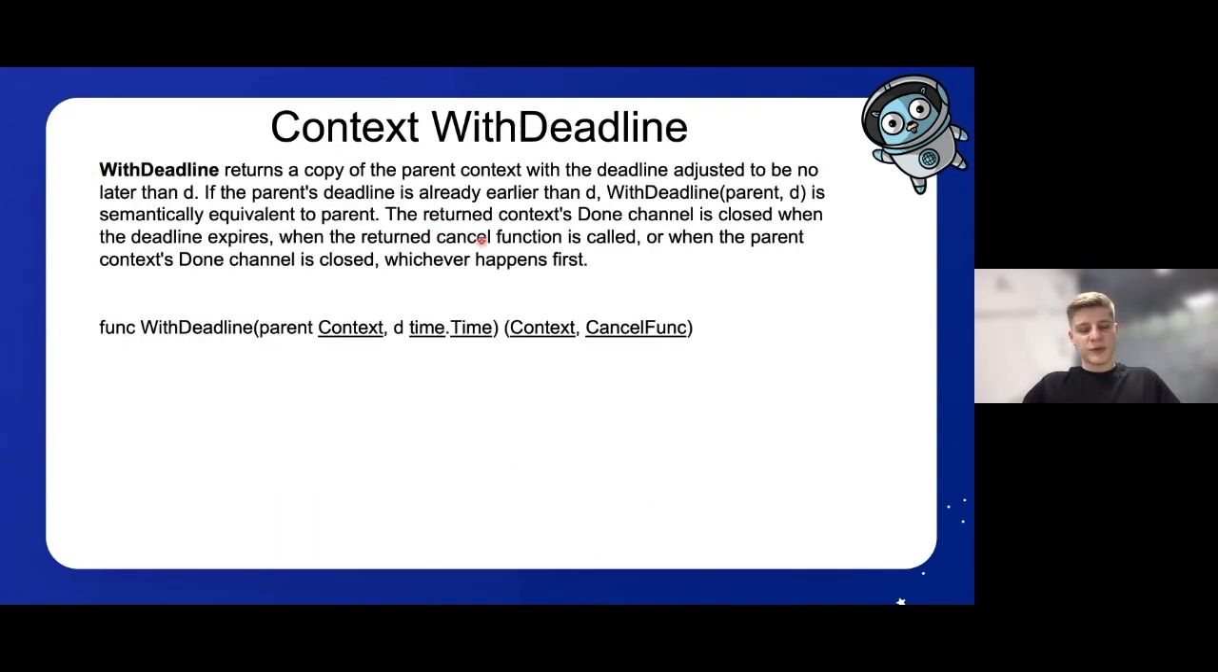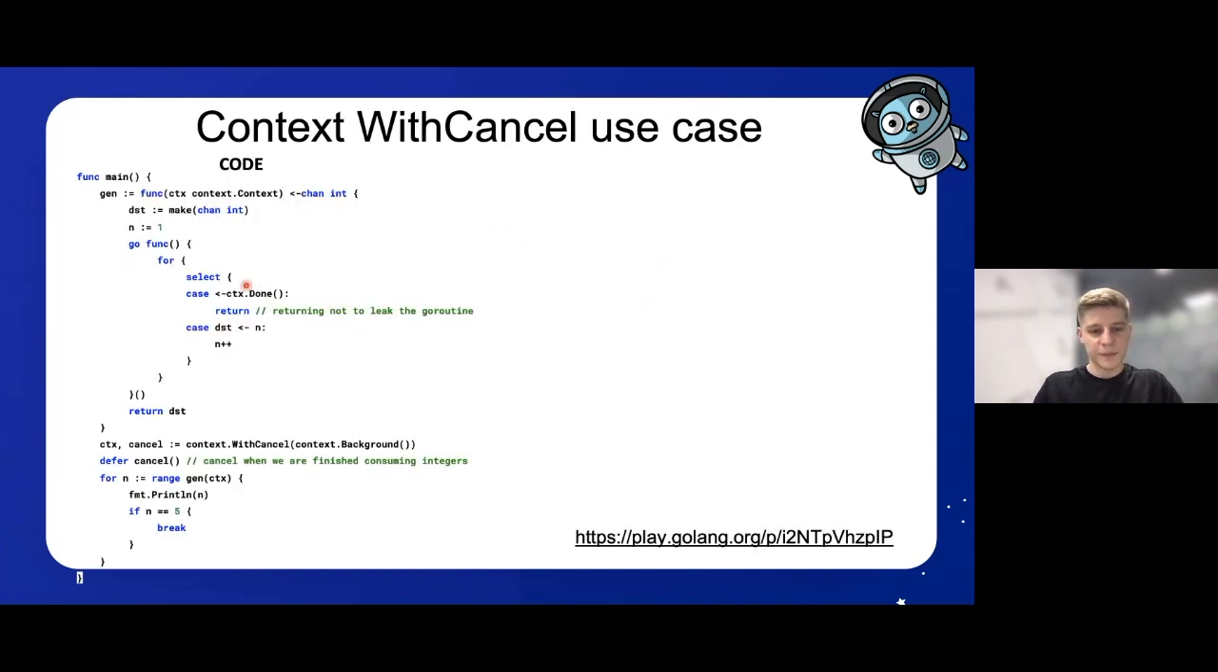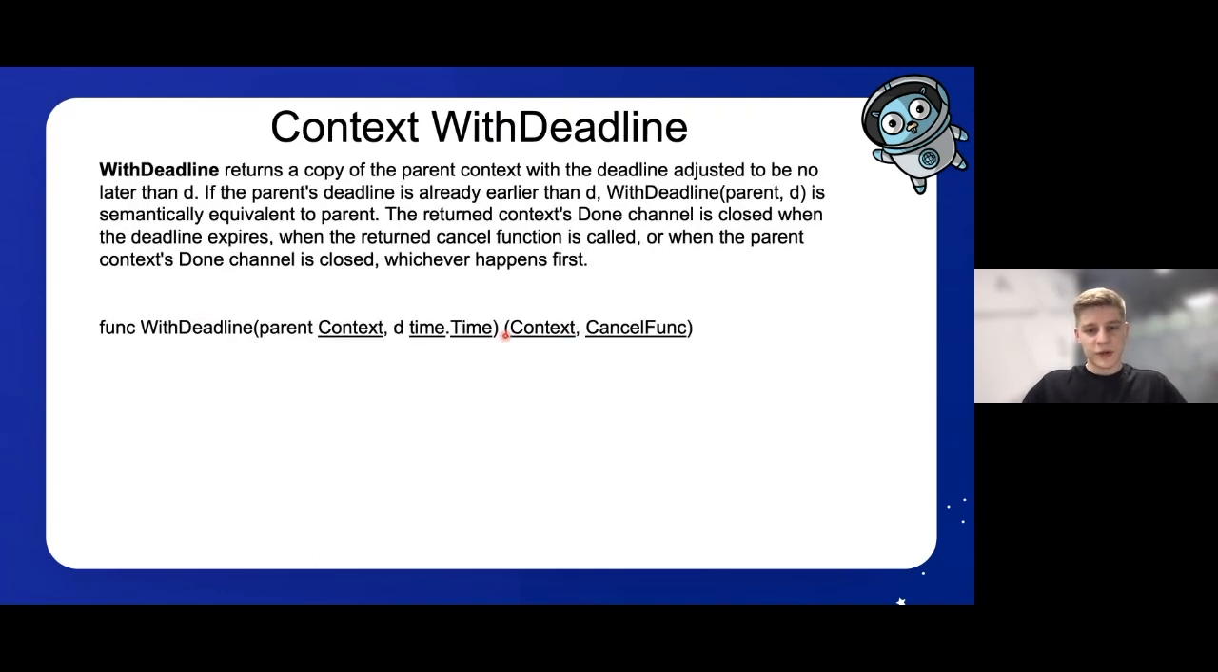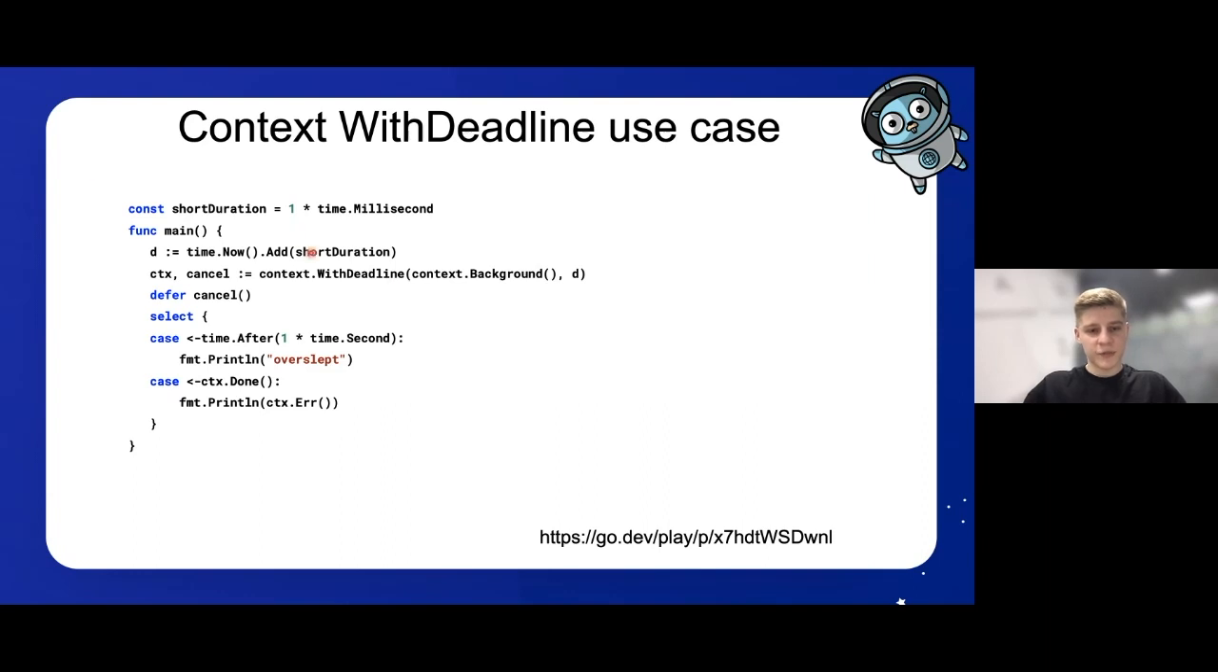With deadline. So basically it works quite the same as with cancel, but we can cancel by ourselves. But apart from that, we're able to add here some time by which we want to finish our application. For instance, I want to finish today at, I don't know, 5 p.m., right? And I set this time there, and my function will stop work at this period of time. So I will get this done channel at this particular time. Okay. And this is an example of how it works.